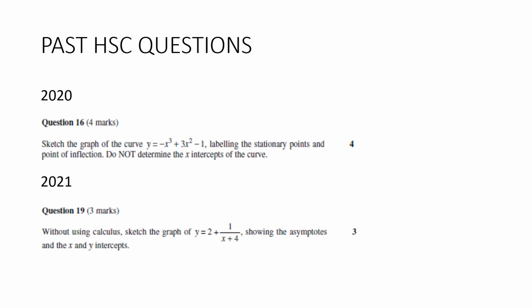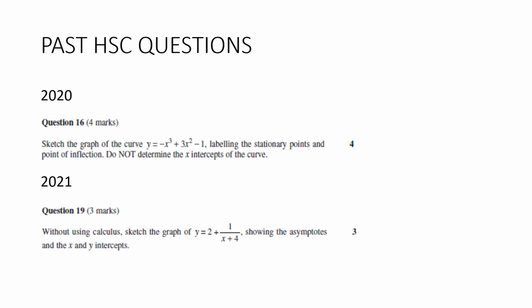And to finish off, here's a couple of past HSC questions that you can do. The first one's from 2020, question 16. Sketch the graph of the curve y equals negative x cubed plus 3x squared, take away 1, labelling the stationary points and point of inflection. Do not determine the x-intercepts of the curve.